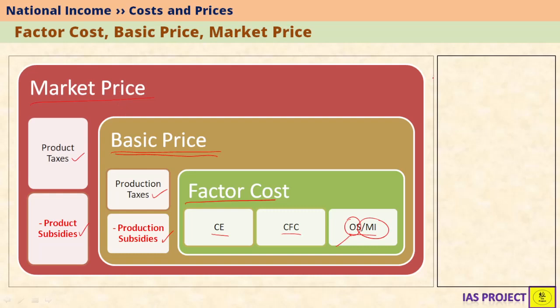Now let me ask you a question. Is market price always greater than basic price and basic price greater than factor cost? Is this true or not? The answer to this question lies in the value of production taxes and production subsidies and product taxes and product subsidies. Whichever is greater will impact whether this sum is positive or negative. So please comment in the answer section, is it true or not? If it is not true, please tell me an example of such kind of product.